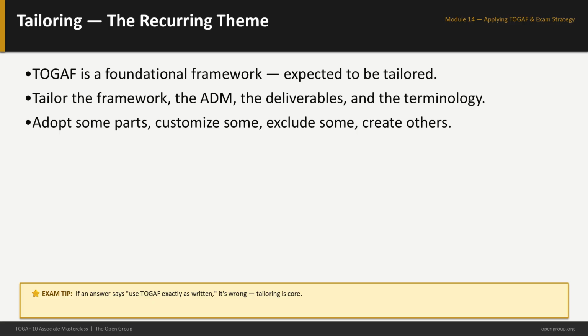If an answer option says to use TOGAF exactly as written, with no adaptation, it is almost certainly wrong. Tailoring isn't a footnote in TOGAF, it's core to the entire philosophy. Carry that instinct into the exam.